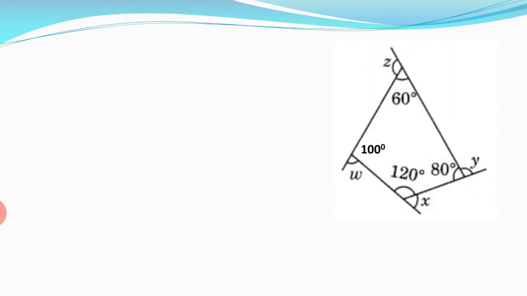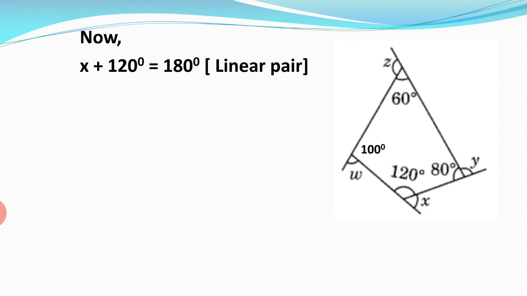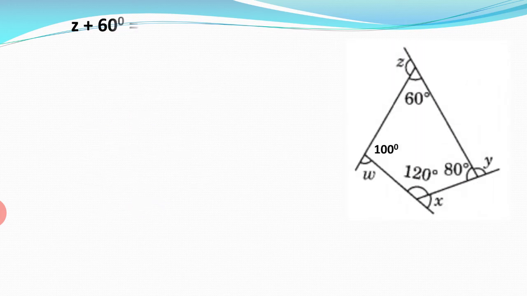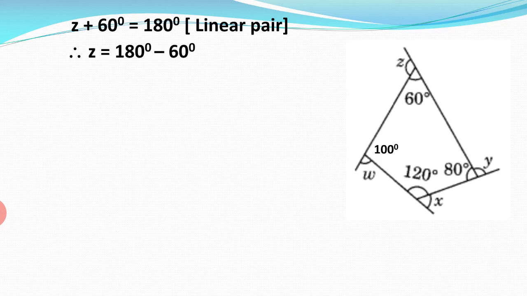So now, again redrawing the figure here, x plus 120 degree is equal to 180 degree. That is a linear pair. So we get x is equal to 60 degree. Then y plus 80 degree is equal to 180 degree. So we get y is equal to 180 degree minus 80 degree, that is 100 degree. Now z is forming a linear pair with 60 degree. Can you see the figure? So yes, z is equal to 180 degree minus 60 degree, that is 120 degree.